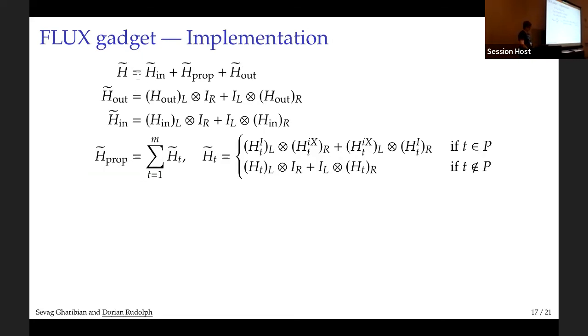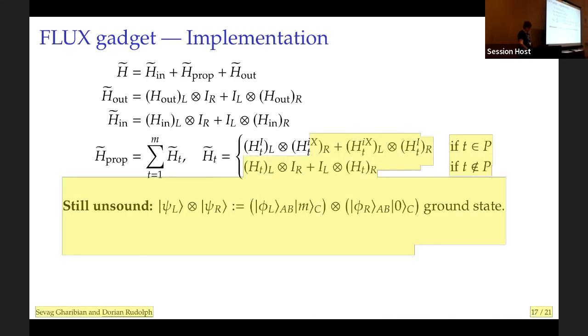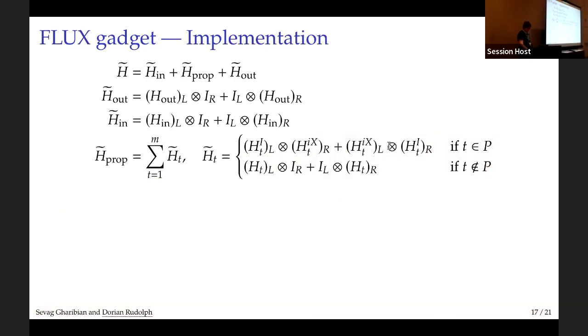So again, we define the complete Hamiltonian. We have an H_in, H_prop, and H_out. And so both are very similar. So this is the sum of two terms. The first one acts on the left subspace, and the second one on the right subspace. And in the propagation term, we make an exception for the proof gates. So here we actually have our FLUX gadget now inserted. And now notice that we have an iX here and not an X anymore.